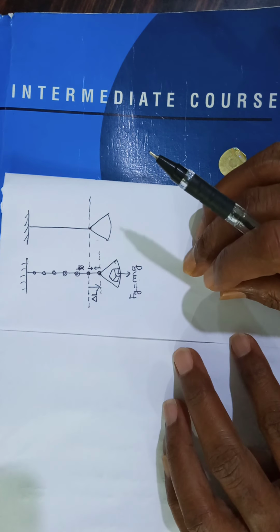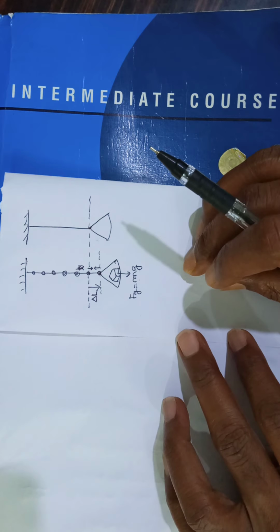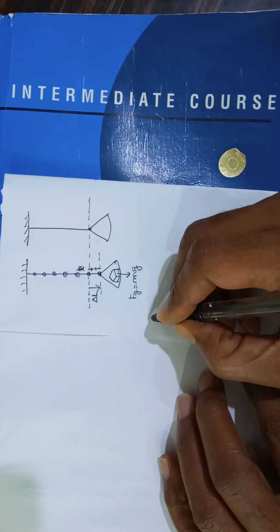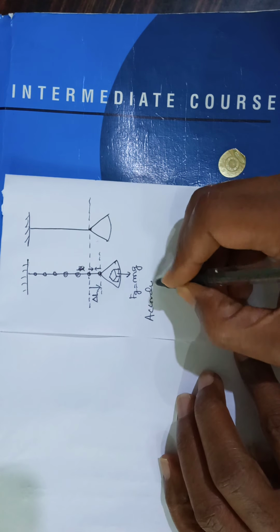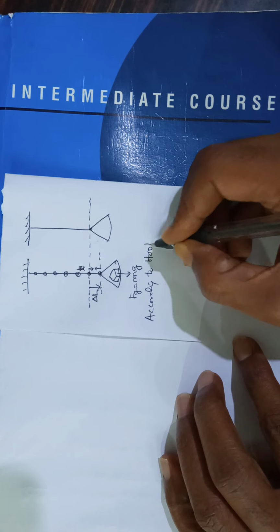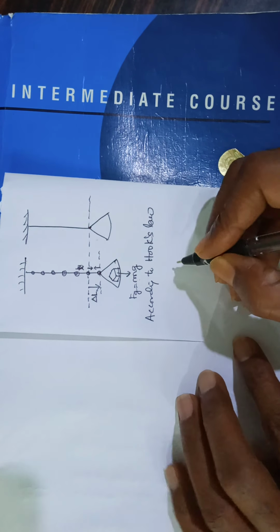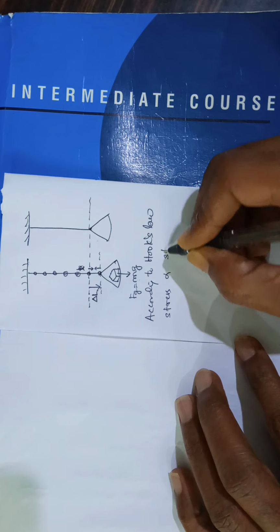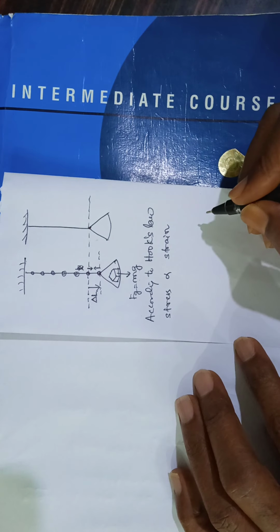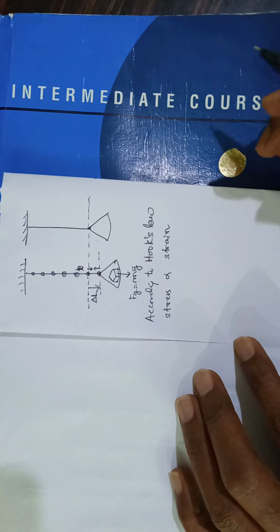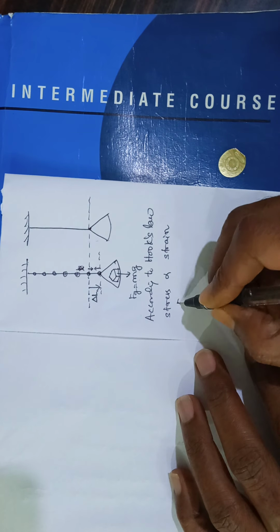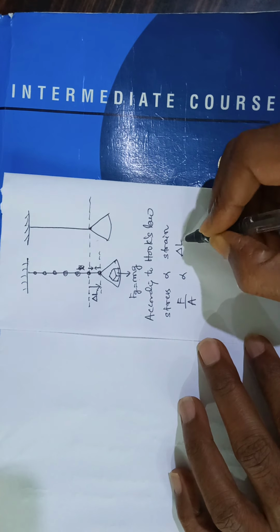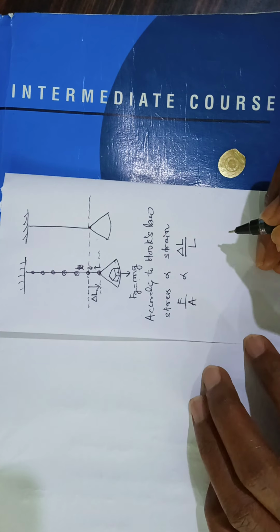So now we already had Hooke's law, and according to Hooke's law, stress is directly proportional to strain. Stress means what? Force by area. Strain means what? Elongation divided by original length.